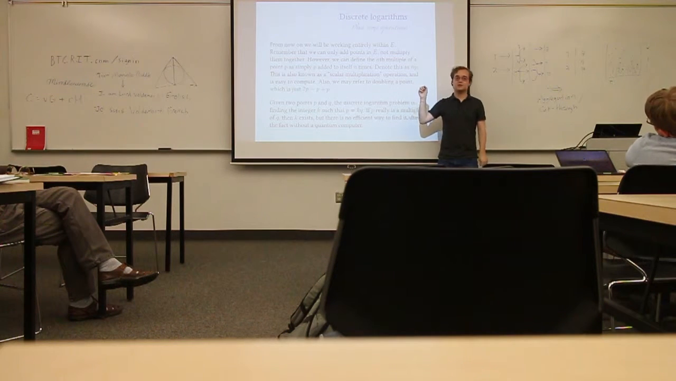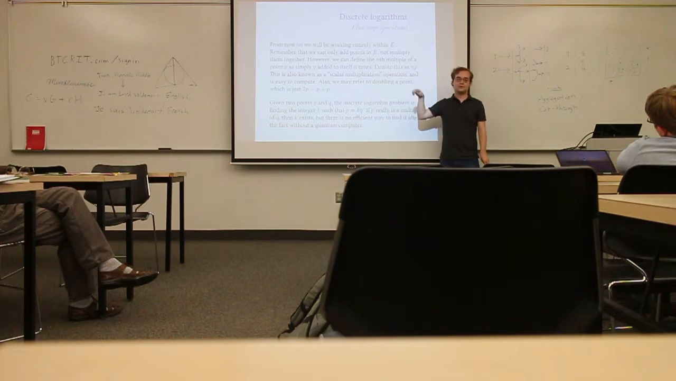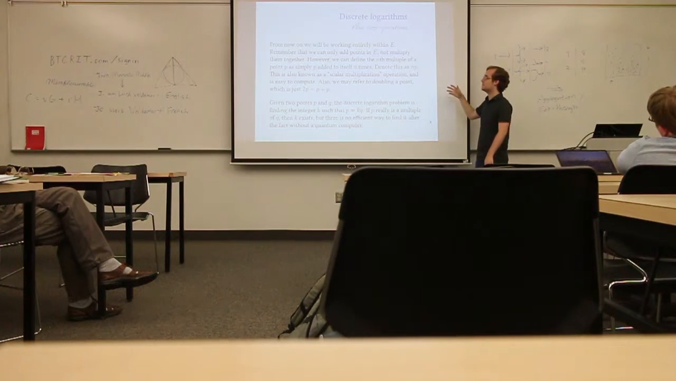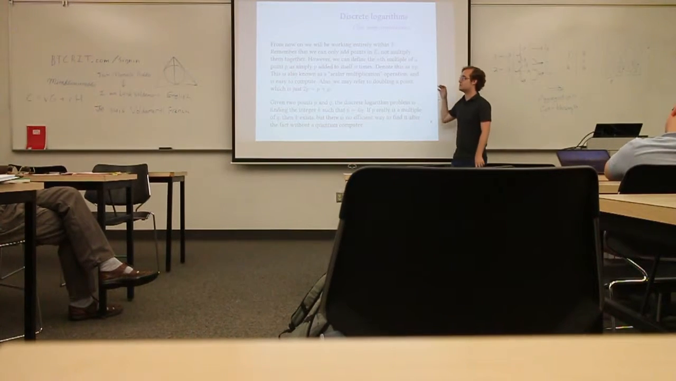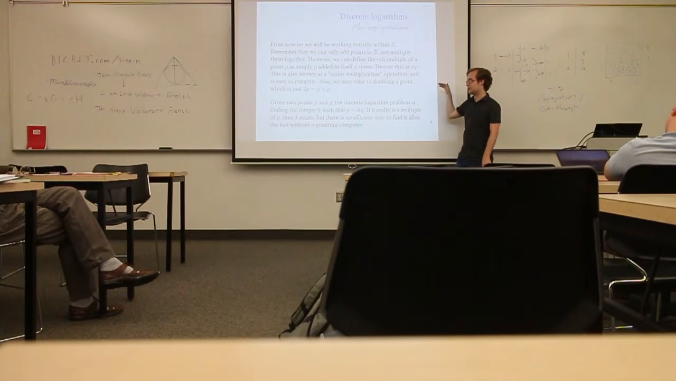So if we have P, we can find 2P. We can find 3P by adding 2P plus P. And we can find 4P, and so on and so on. Any multiple, we call that scalar multiplication. So when I say multiplication, that's actually what I mean. It's just multiples of a point.